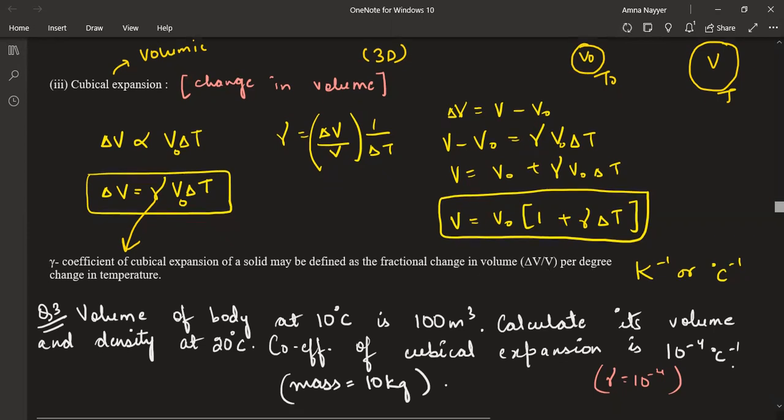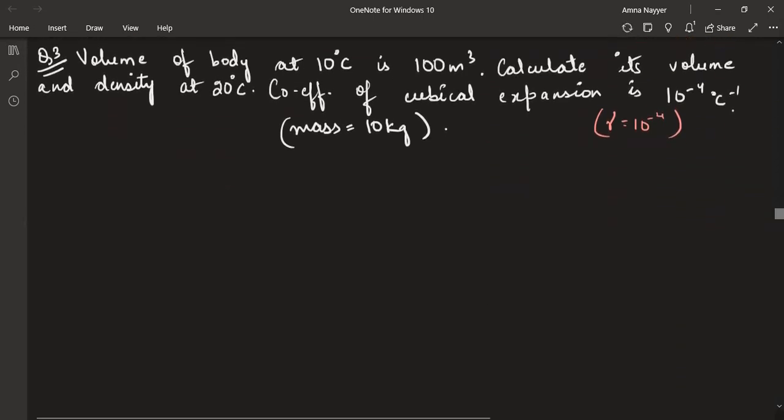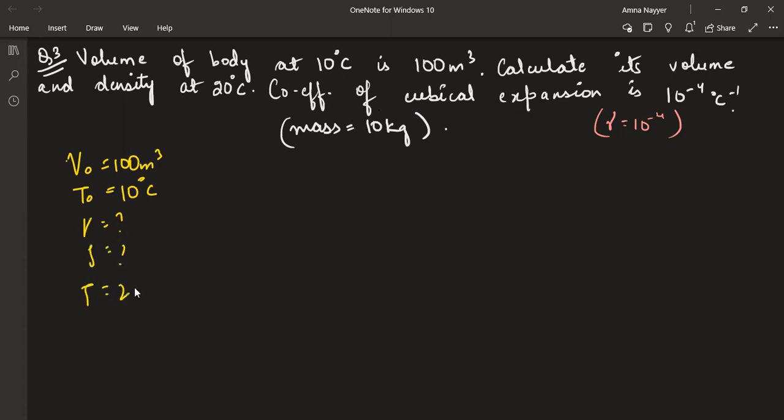Question, let me tell you, one last question, then I'll stop over here. Volume of a body at 10 degrees Celsius is 100 meter cube. So initial volume is 100 meter cube and the initial temperature is 10 degrees Celsius. You have to calculate its volume and density both. First volume we'll see, and density also, at a temperature of 20 degrees Celsius. Mass is given as 20 kgs and gamma is given as 10 to the power minus 4. So let us find out volume first.